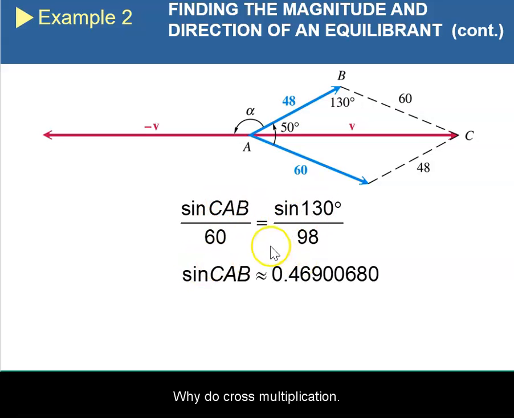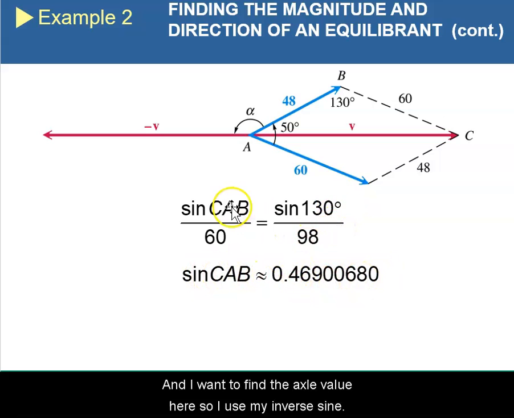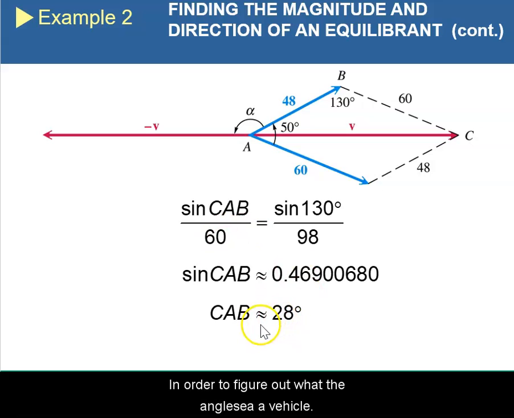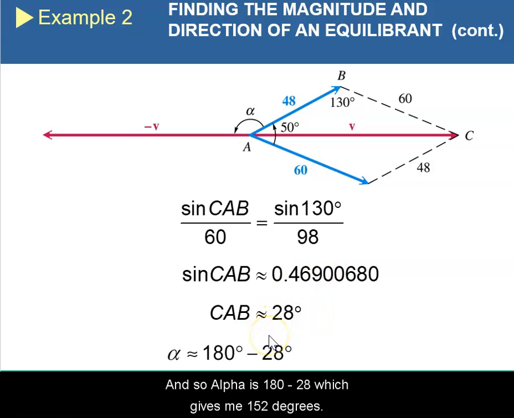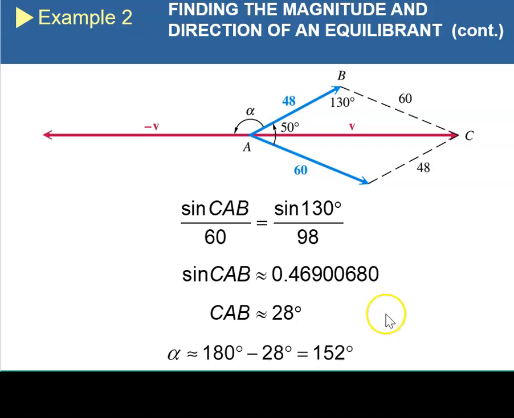You can do cross multiplication. So sine of CAB will be 60 times sine 130 divided by 98, which will give you this value. And I want to find the actual value here, so I'll use my inverse sine in order to figure out what the angle CAB is supposed to be. So it'll be about 28 degrees. And so alpha is 180 minus 28, which gives me 152 degrees.